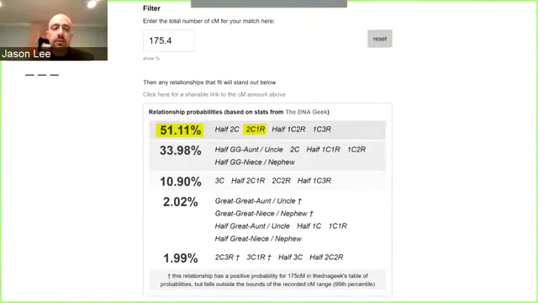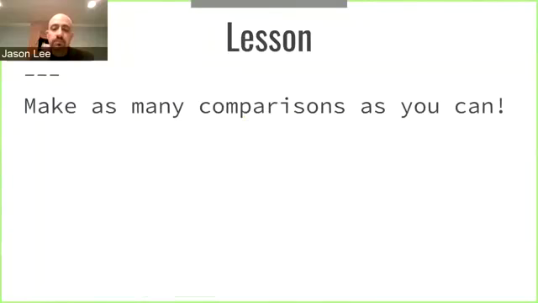So what we see with an individual DNA test result pales in comparison to what we see when we compare with multiple family members, and I would certainly encourage you to test as many people as possible in your family. When I first got into genetic genealogy, I really didn't understand why there were so many people testing large numbers of family members, and now it's much more clear. So make as many comparisons as you can. That's the lesson of this example.